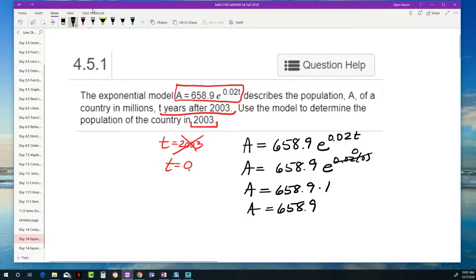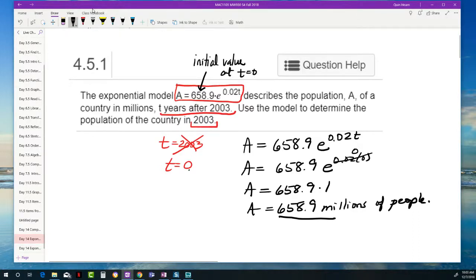So, and what did A represent? The population in millions, so millions of people. So this is the starting population in this model. And so a lot of times this number here that's right in front of the exponential expression is called the initial value, because it's the value when time is 0. It's the starting point.